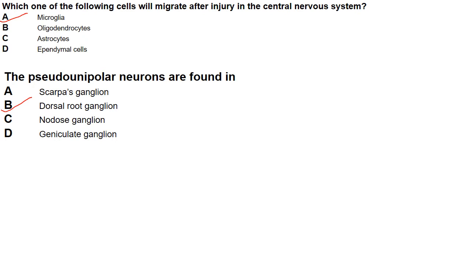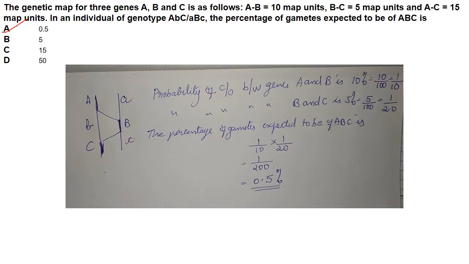Then next one. Pseudo-unipolar neurons are found in, so they are found in dorsal root ganglion. Answer is option B. The genetic map of 3 genes A, B, C is as follows. AB is 10 map units, BC is 5 map units, AC is 15 map units. If an individual with genotype ABC, the percentage of gametes expected to be capital A, capital B, capital C is.